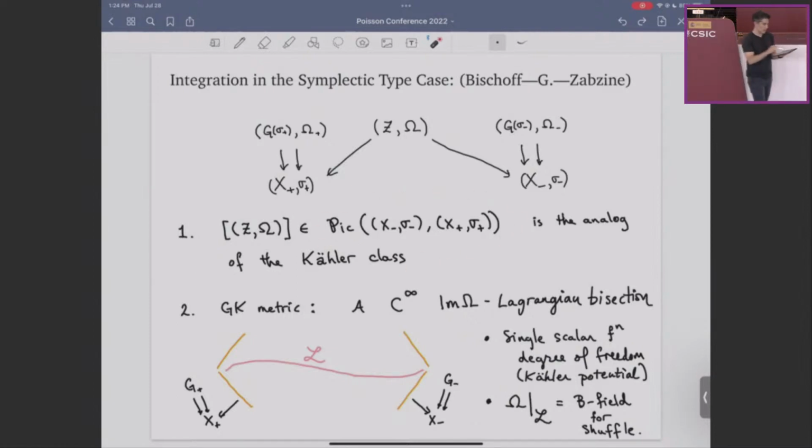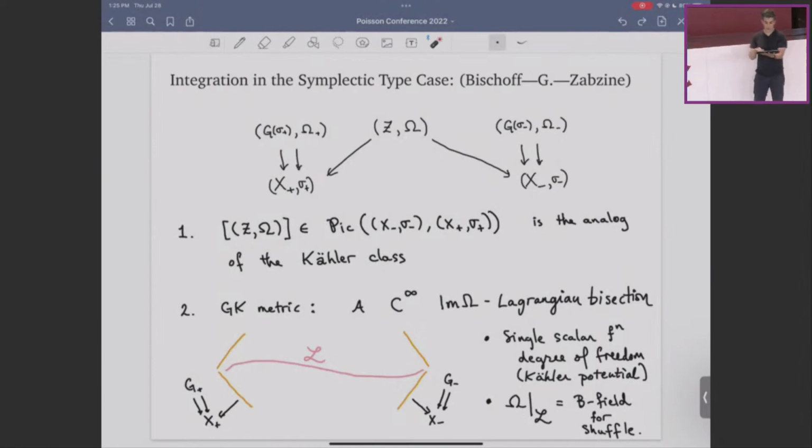So this is just a class in the Picard group, and it turns out that this class is the exact analog of the Kahler class of Kahler geometry, which normally would be a class in cohomology, an abelian group. Here it's in a morphism space in a category. It's the Picard category of symplectic Morita equivalences.